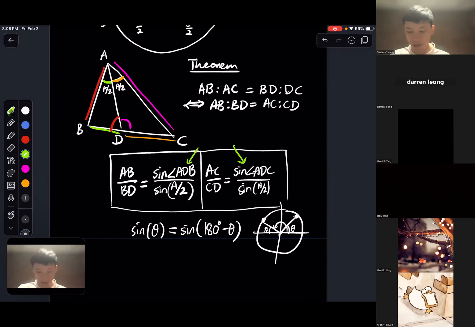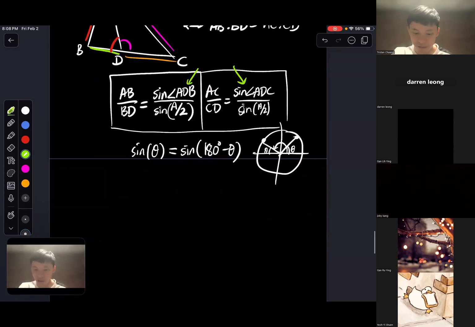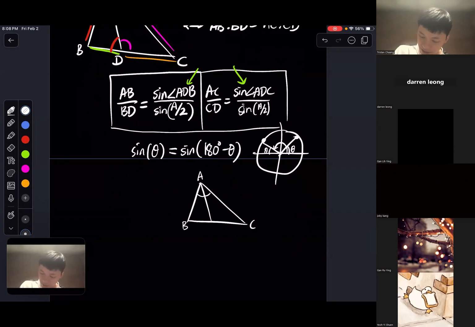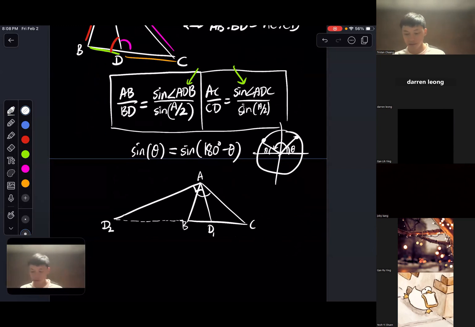Well, this is actually the internal angle bisector theorem. You can have an external angle bisector theorem as well, which is quite cool. So if we have this as the internal angle bisector, you can have the external angle bisector. That will be something like this. And instead of meeting BC here at D1, you meet BC at D2.